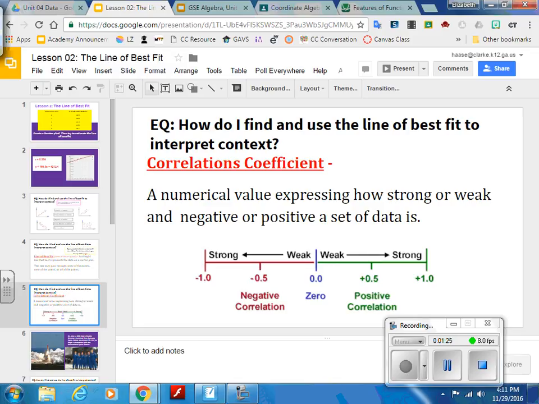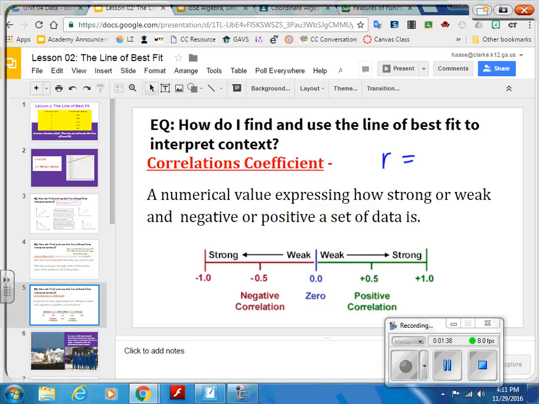So if you will jot this down also in your notebook, two definitions today. We're going to find the line of best fit using technology. It's also going to give us the correlation coefficient. You'll see this as R equals some value. And this value can be between -1 and +1.